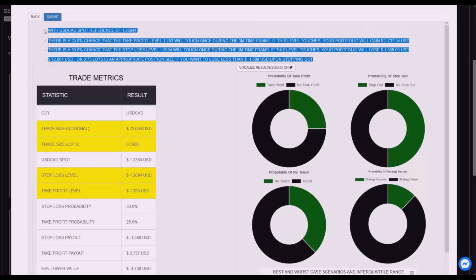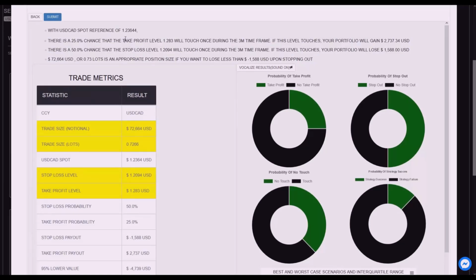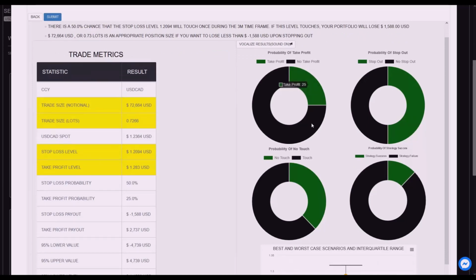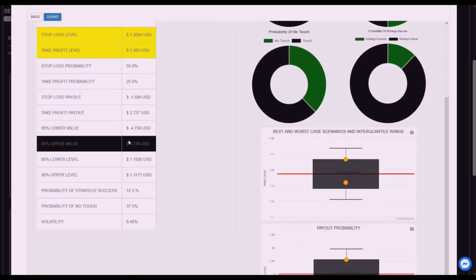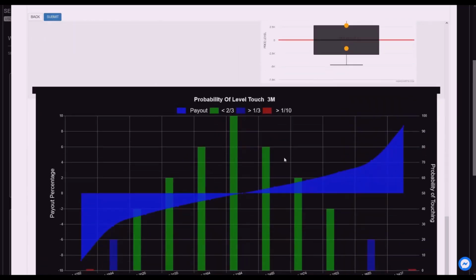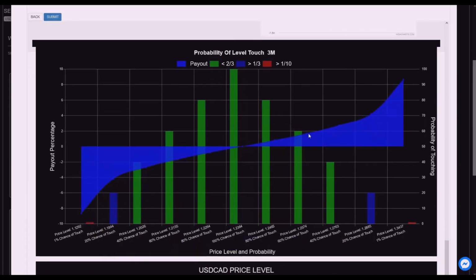Here we see the plain English interpretation of our trade idea, which has a take profit level with a 25% chance of touching and a stop loss level with a 50% chance of touching. With VolatilityFX, you will never place your take profit and stop loss level outside of statistical reason or too close or too far away.